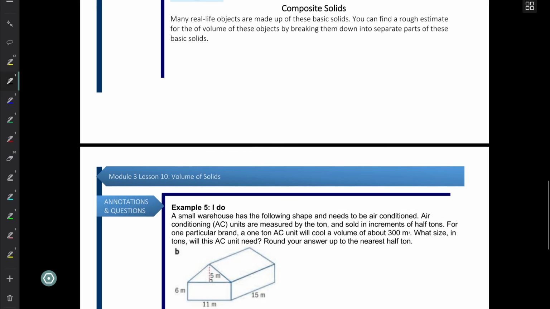Lastly, we want to put everything together, and this is what we call composite solids. Many real-life objects are made up of these basic solids, these spheres, cones, pyramids, and prisms, but you can find a rough estimate for the volume of pretty much any object that you see in the world by breaking them down into separate parts of those basic solids and putting them together. So, let's go ahead and take a look at an example.